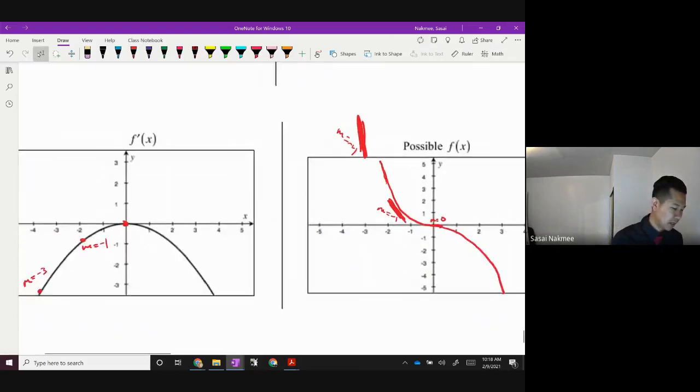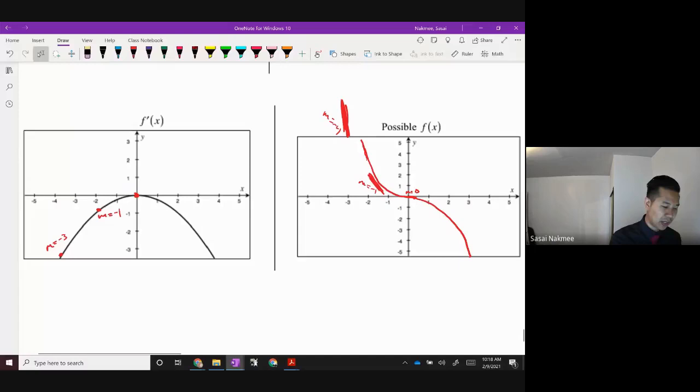So hopefully you guys can spot that difference there. So that's why this function looks something like that. Does that hopefully make a little bit more sense?